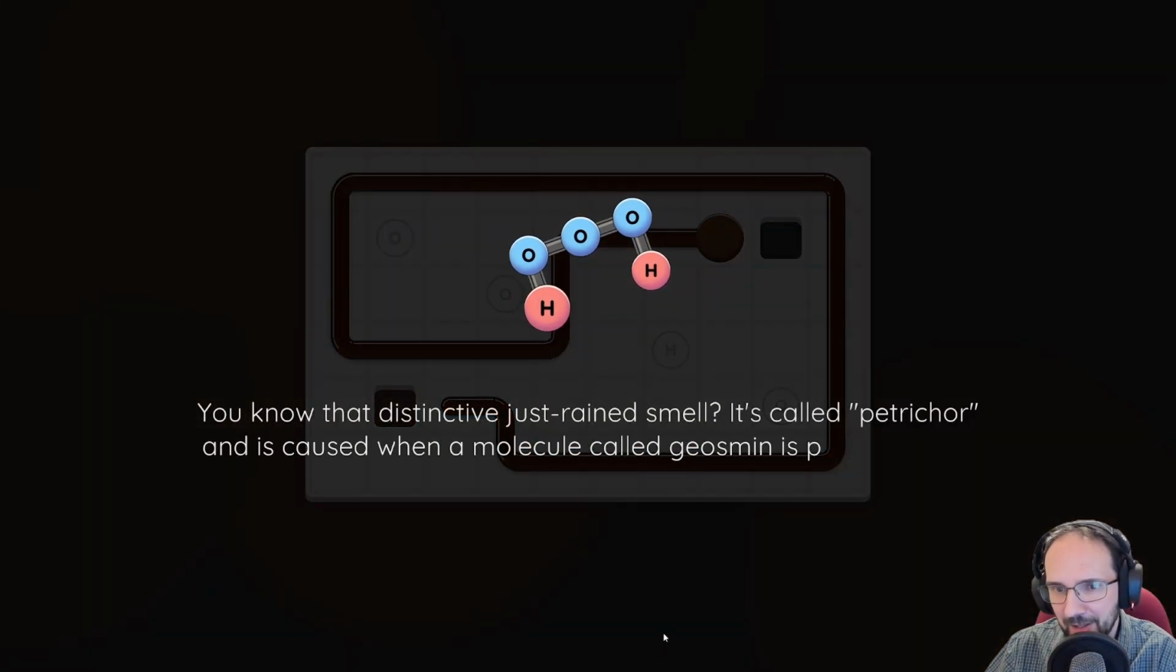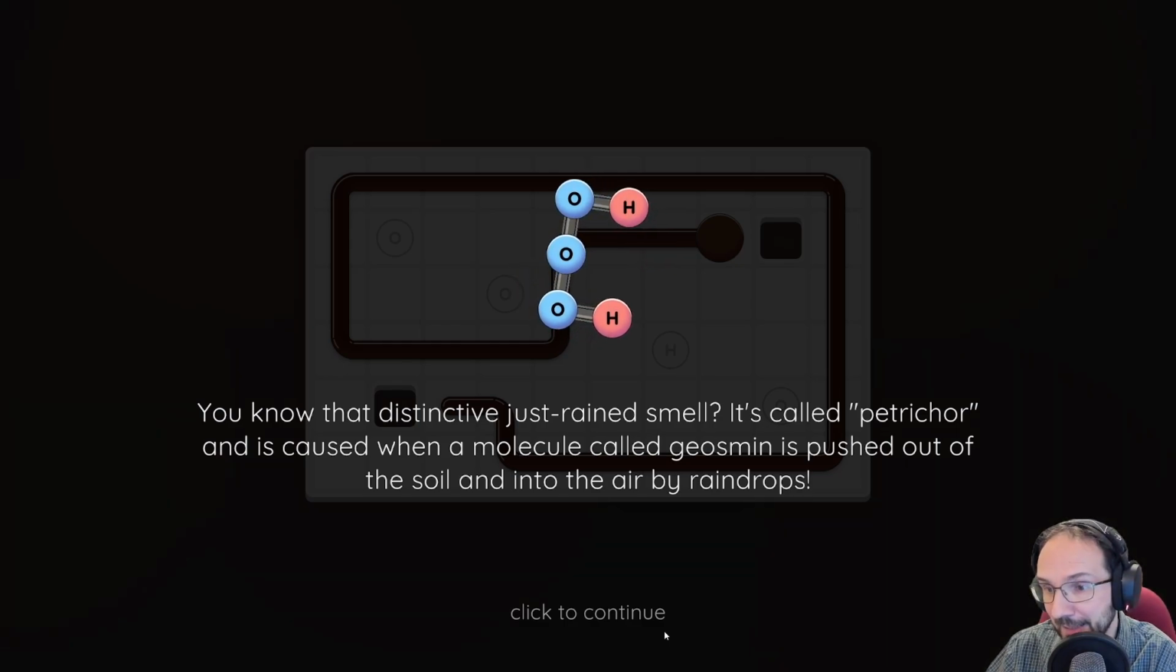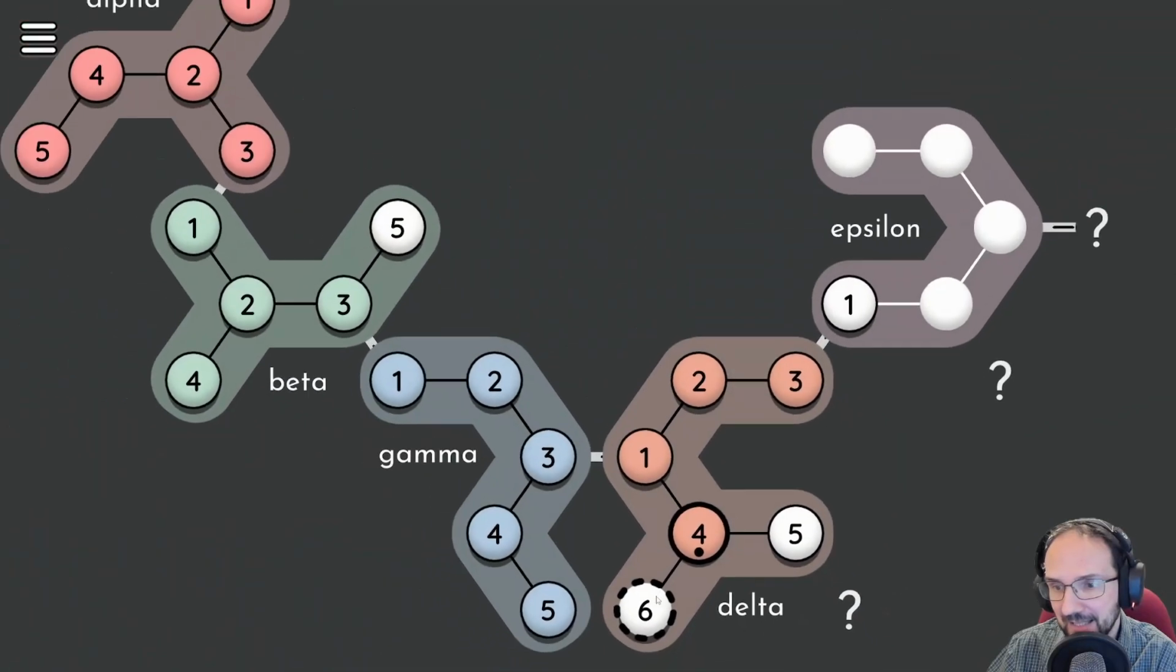Done. You know that distinctive just rain smell? It's called petrichor, and is caused when a molecule called geosmin is pushed out of the soil and into the air by raindrops. I never knew that.